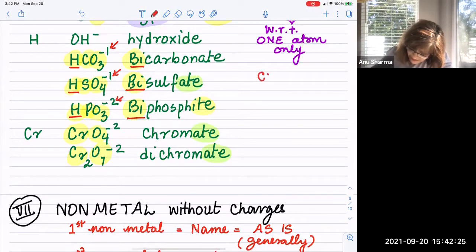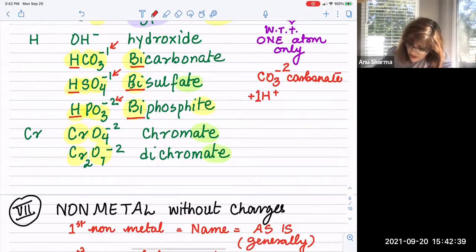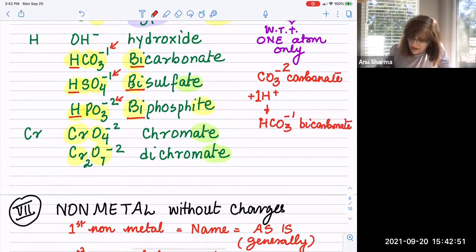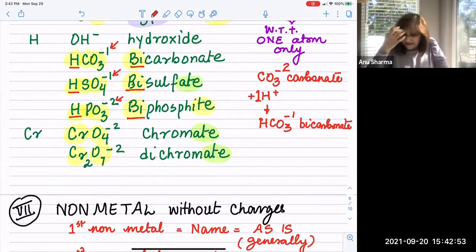So here, let me write this down. Carbonate has minus 2 charges. So this is carbonate, and we add plus 1 hydrogen ion, then it becomes HCO3 minus 1, and this becomes bicarbonate. Okay, so that's how it is.